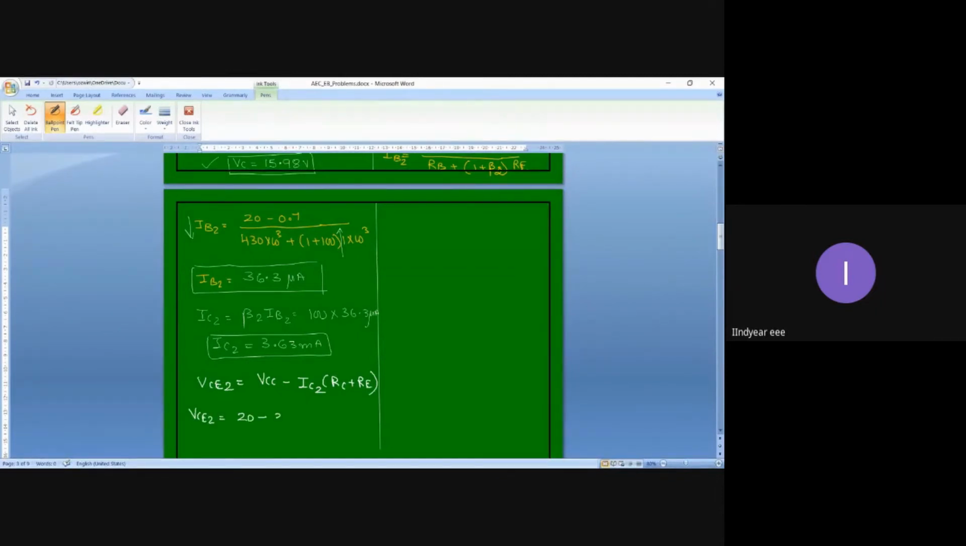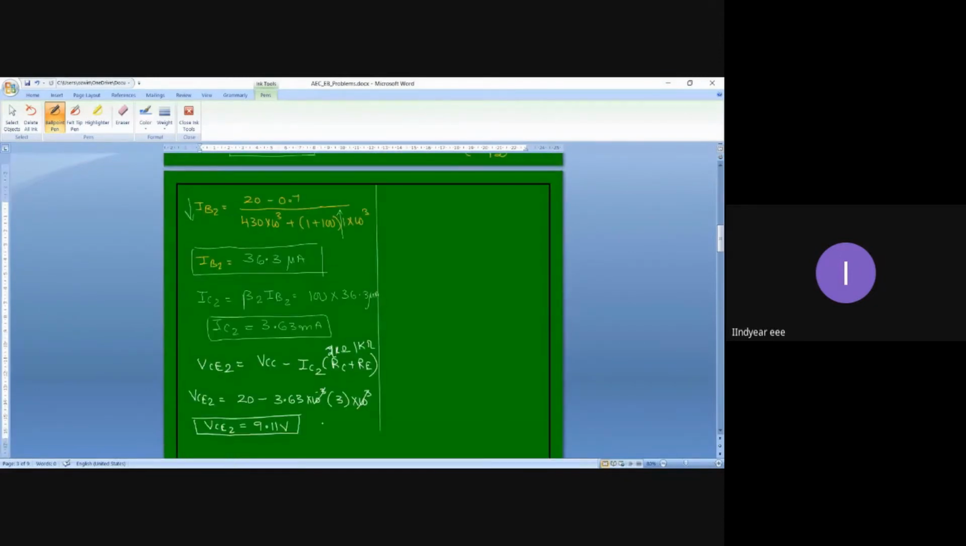VCE2 is equal to 20 minus 3.63 times 10 to the power minus 3 times (RC plus RE). Sorry, RC is 2 kilo ohm and RE is 1 kilo ohm, so that is 3 kilo ohm. So the milli and kilo cancel, and you will get VCE2 equal to 9.1. Fine.